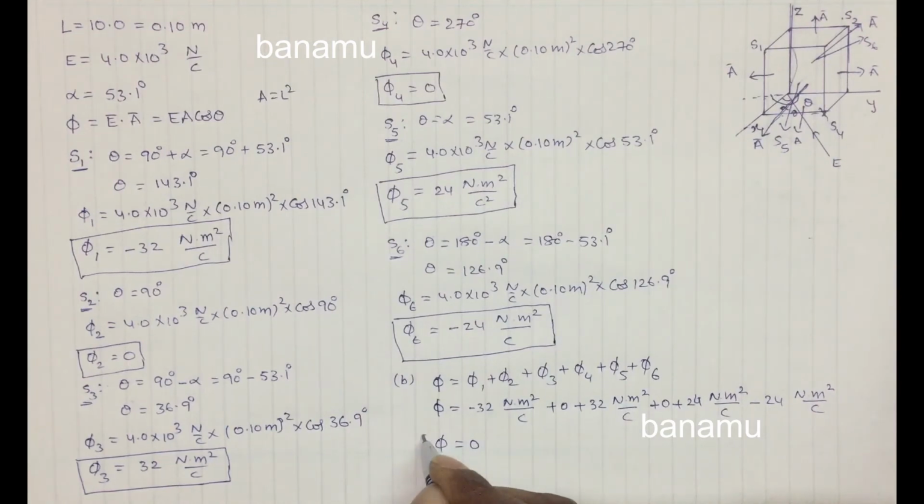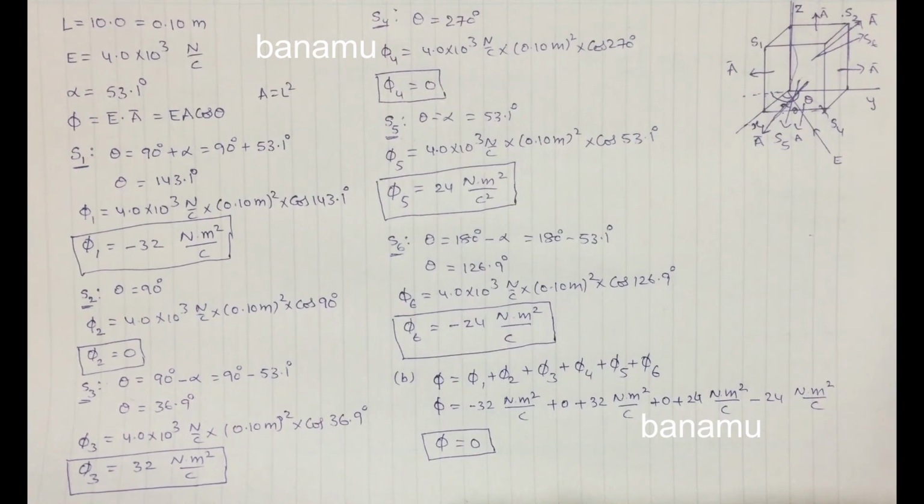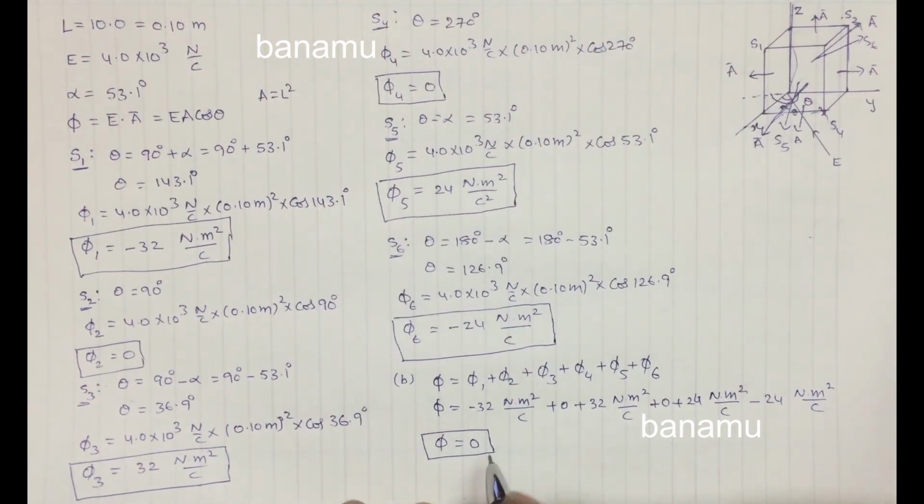The total flux through the cube is 0, because any flux entering the cube must also leave it, since the field is uniform. So our calculation agrees with this result. The sum of the fluxes calculated in part A is 0, so the total flux is 0.